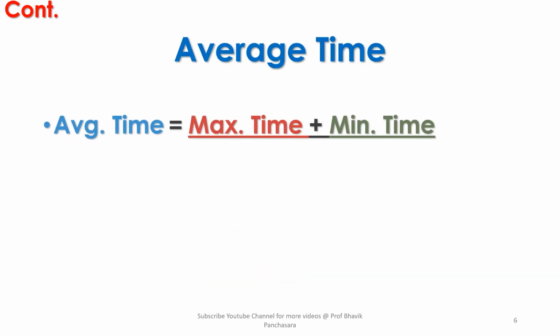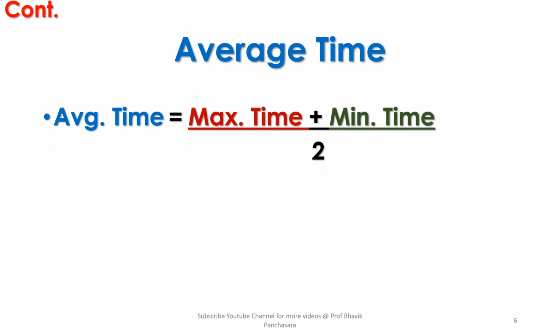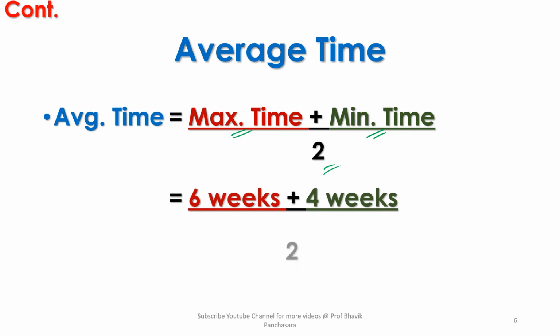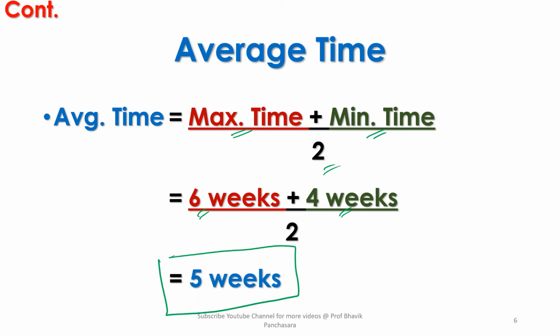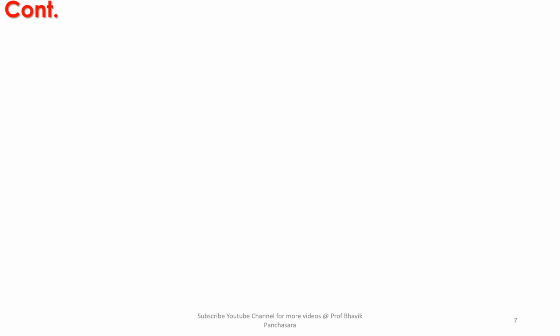Before we move further, we have to again calculate average time, that is not available with us. It is very easy to calculate average time. The formula is maximum time plus minimum time divided by 2. In the question, maximum time is 6 weeks, minimum time is 4 weeks, divided by 2. So, we can say that the average time in this question is 5 weeks.